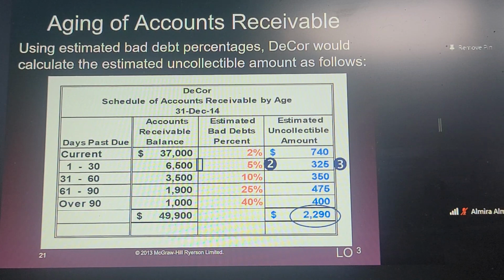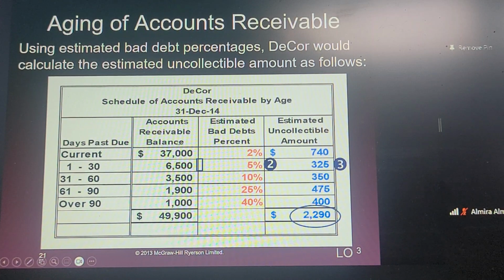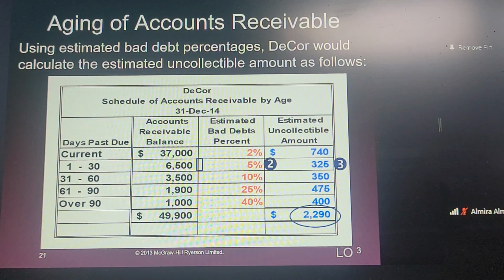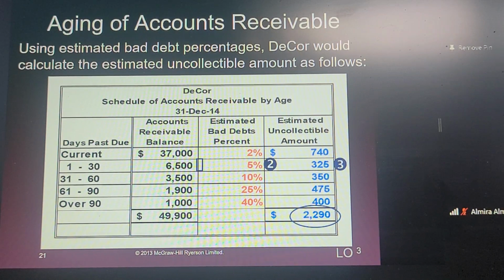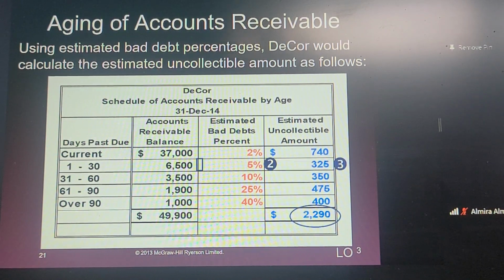But for the sake of my books, because I have to close my books, I have to estimate something. This expense would go on my income statement. So when I put it as an expense at the end of the year and close my books, I have estimated how much of my collectibles would not be collected. So I try to show a better, more accurate income statement. That's the purpose of it.